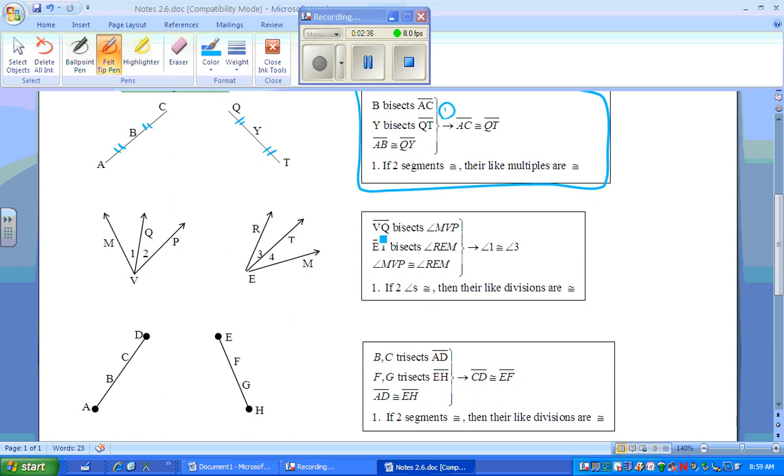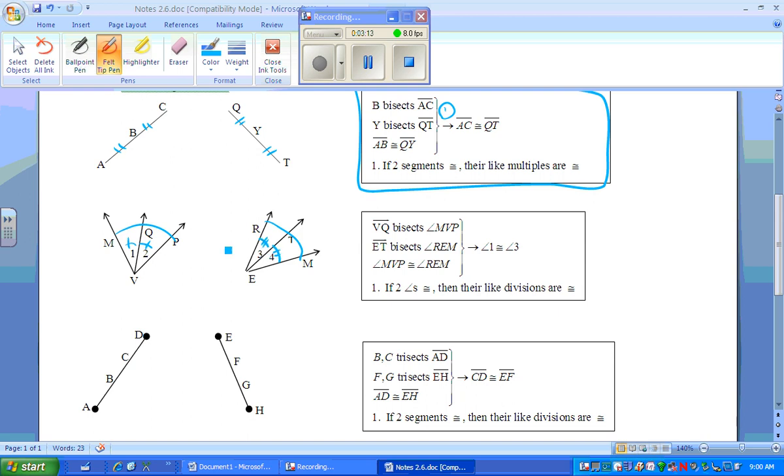So in this case, we got VQ bisecting MVP, causing these two to be congruent, and we got REM being bisected by ET, which is these two being congruent, and then MVP, the very big angle here, is congruent to the very big angle here, and we want something smaller. So since the big angles are congruent, and you know that they're both being bisected, all the smaller pieces are congruent, and you could get the pieces that you want.